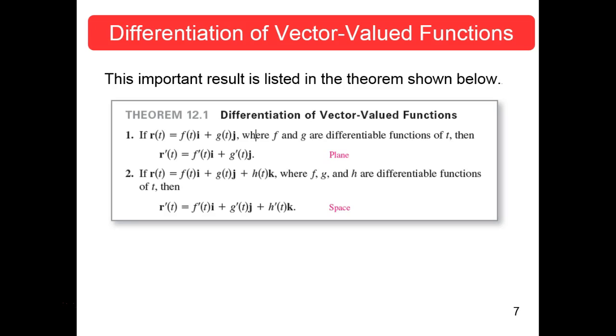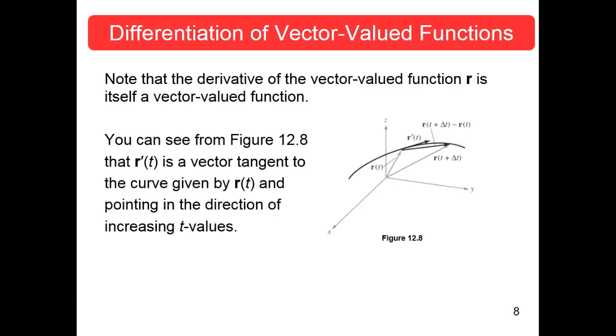No product rules or anything else. You just take the derivatives of the scalar functions with their appropriate unit vectors. And if r of t in space is f of t i plus g of t j plus h of t k, take the derivative of that: f prime of t i, g prime of t j, h prime of t k. Note that the derivative of a vector valued function r is itself a vector valued function.